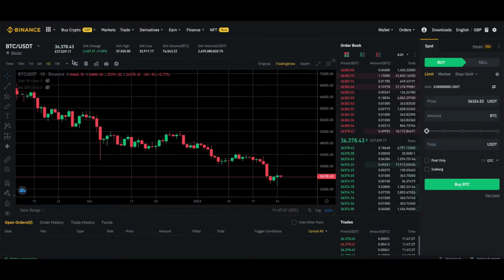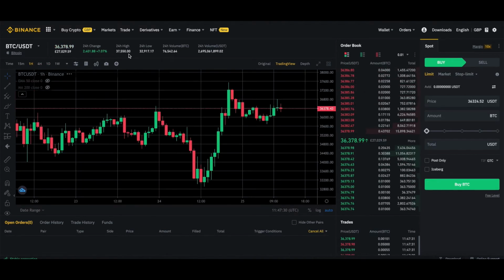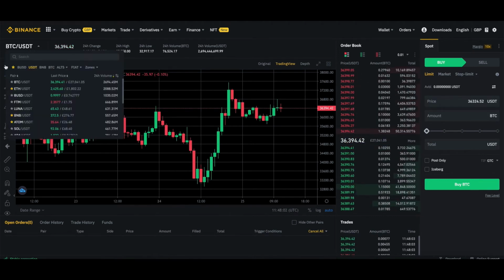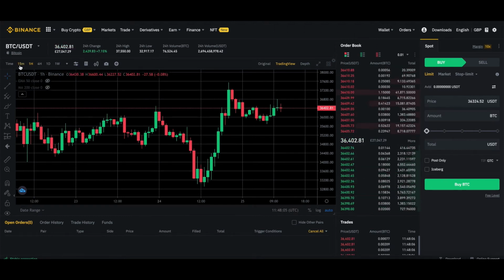This is the 24-hour high, so the highest that the price has been in the 24-hour period. So you can see up here, it went up to 37,550. And it has also been down as low as 32,917 down here somewhere. Then it tells you the volume that's been traded in Bitcoin. So there's been 76,000 Bitcoin traded in the last 24 hours, and the volume in USDT, so nearly 2.7 billion in USDT.